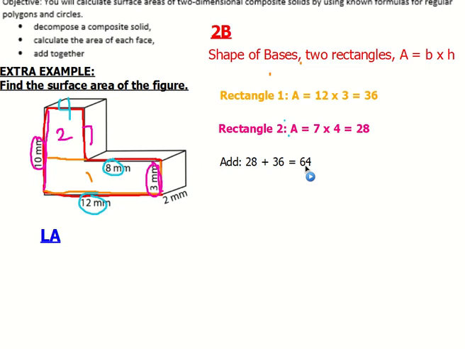Again, since there are two faces that are identical to that, the front and the back, I'm going to multiply that 64 times 2, and I get 128. So I'm going to box this 128 in. I'm going to need it for later. I have to add that in the end.